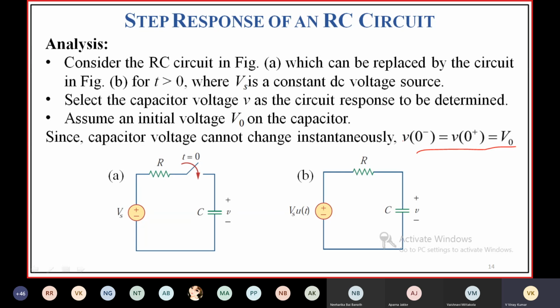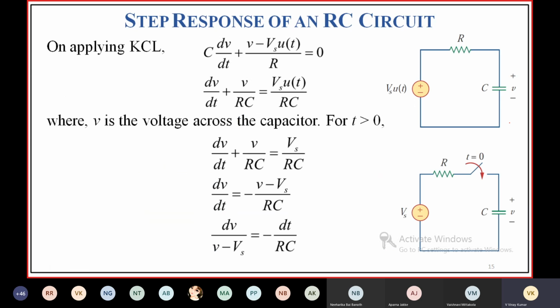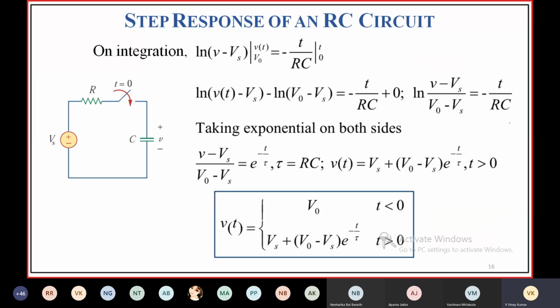Here, if we use an uncharged capacitor, this will be 0. If you use a charged capacitor, then there will be some voltage across the capacitor; you take V0. After solving the differential equation, finally for t less than 0 it is V0, and for t greater than 0 you're going to have an expression like this.